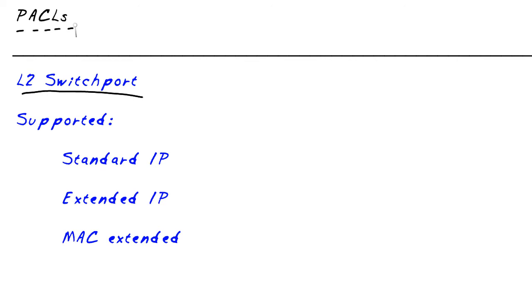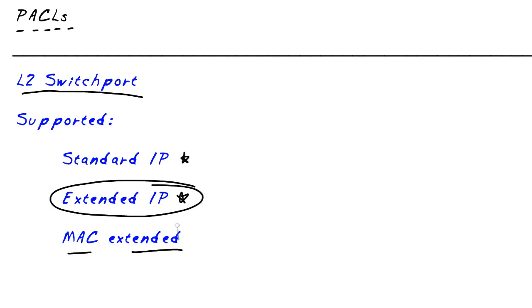That's the terminology. What types of ACLs are supported on the layer 2 switch port on a Catalyst switch? Well, we can have a standard IP, we could have an extended IP ACL, or we could have a MAC extended access control list. You might wonder if you're allowed to do one of each, and the answer is yes, you can absolutely do that. So we could do on ingress an extended IP, and then we could also do on ingress a MAC extended access control list.